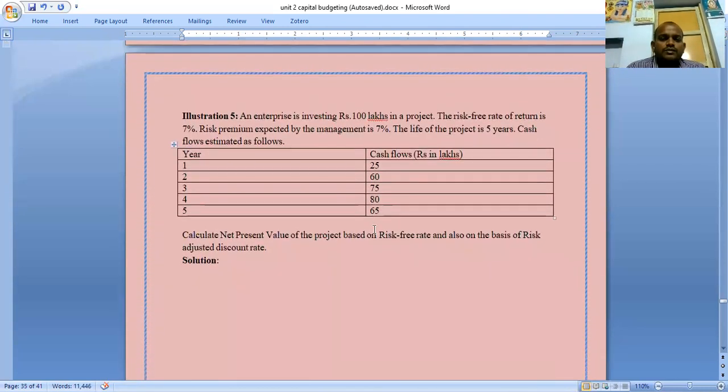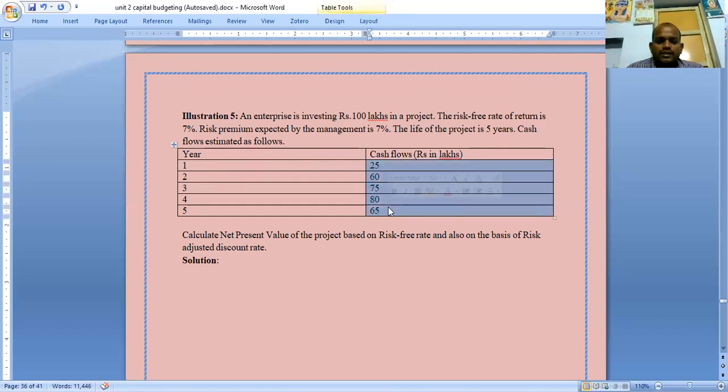So let us go with the illustration. An enterprise is investing rupees 100 lakh in a project. Risk-free rate of return is 7%. Risk premium expected by the management is 7%. The life of the project is 5 years. Cash flows estimated as follows. So 5 years and respective cash flows in lakhs. Calculate the net present value of the project based on the risk-free rate and also on the basis of risk-adjusted discount rate.